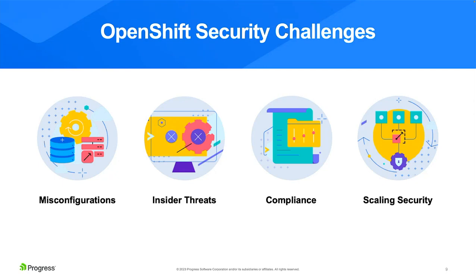Let's start with the first one, which is misconfigurations. Misconfigurations are very common, especially in scenarios where admins are managing multiple cloud accounts and applications. So misconfigured infrastructure or incorrect security settings within OpenShift can create vulnerabilities within the system. Such mistakes can be costly as they expose the platform and applications to potential threats.